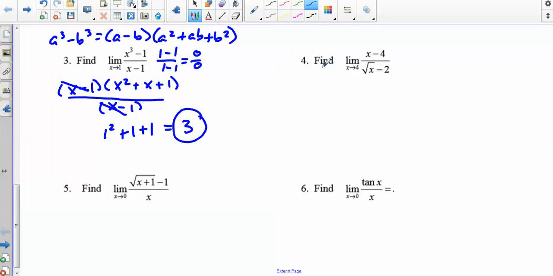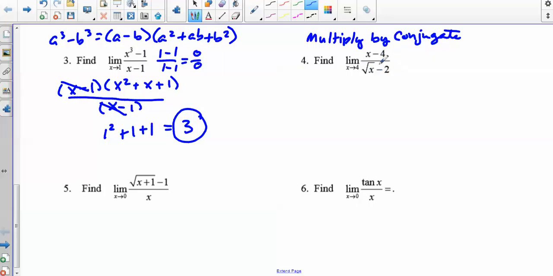Problem 4, again, we're getting 0 over 0. If I plug 4 in, I have 4 minus 4, and then I have square root of 4, which is 2. So I have 2 minus 2, which gives me 0 over 0. The strategy this time is not factoring. The strategy is multiply by a conjugate. We've used this strategy in other situations. The conjugate of a minus b is a plus b.